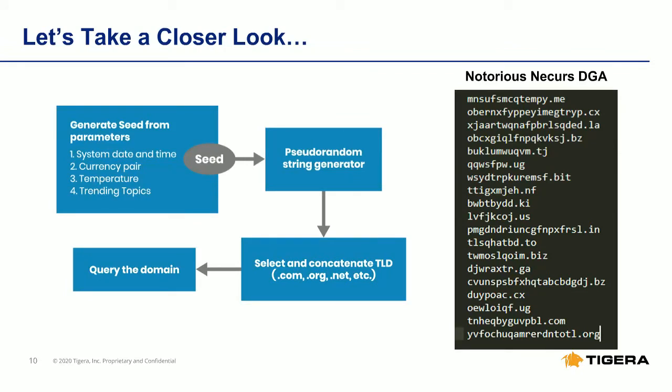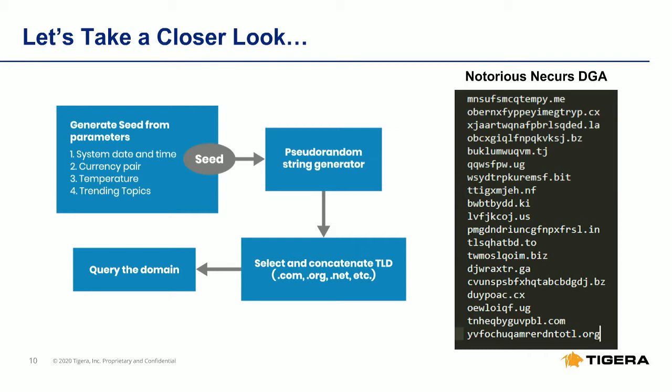The attacker usually uses a pseudo-random string generator, which gives him a really random string. To get that string, he needs to feed an input, and that input should be something controlled by the attacker and the malware code itself. It should be common to both. So he ends up using something like system date and time. It could be a currency pair. It could be the temperature of a particular city, or even trending topics on Facebook or Twitter.